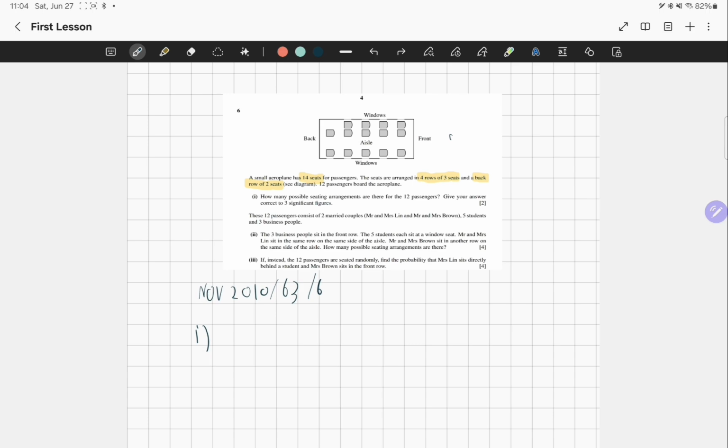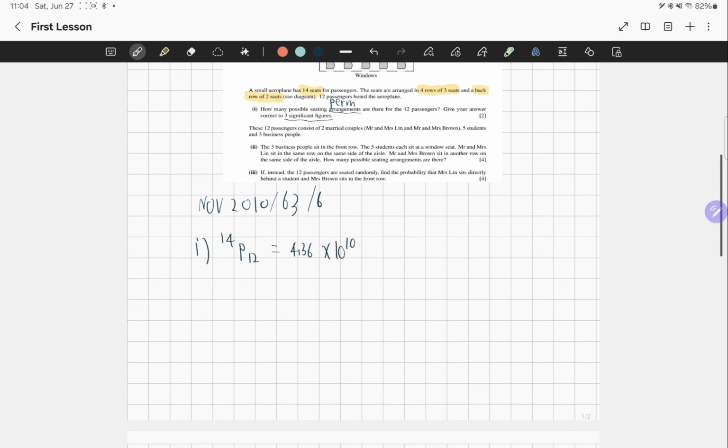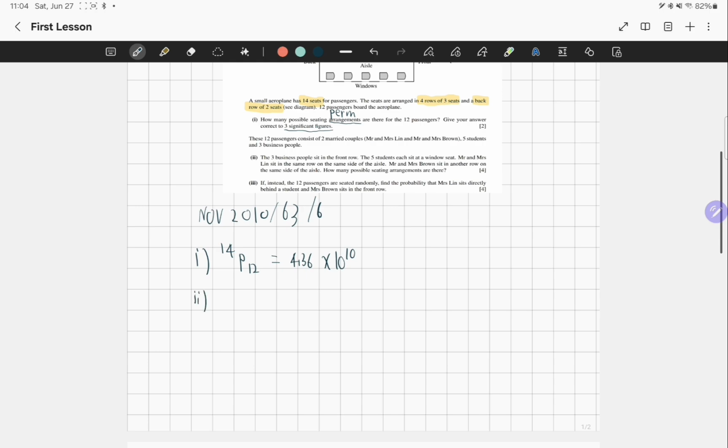So the important keywords here are arrangements, as it shows us this is going to be about permutations, and give your answers to three significant figures. Make sure it's three. Okay, so for this question, there are 12 passengers and there are 14 seats. So from 14 seats, we must arrange 12 passengers, which is equal to 4.36 times 10 to the power of 10. Okay, this is easy. Now we're going to question 2, the harder one.